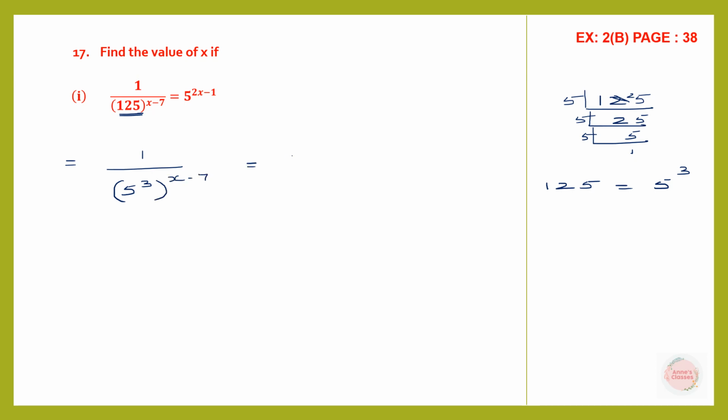On the right hand side, I have 5 raised to the power of 2x minus 1. Now here what we can do is, whenever you have a power raised to another power, you can multiply by using the law of exponents. So let's multiply.